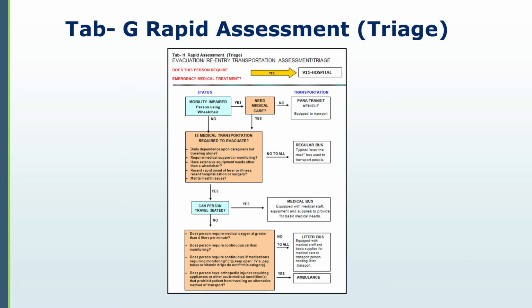So again, going back to what are those transportation needs? Does the person need emergency medical treatment? Well, okay. Right now, they need emergency medical treatment. They need to be at a hospital. They shouldn't be headed towards a shelter. So initially evaluating that process. Somebody who has a mobility need, do they need medical care? Working through the kinds of support they might need, whether it's a paratransit vehicle, a regular bus, a medical bus, a litter bus, or potentially even an ambulance for ongoing medical support.